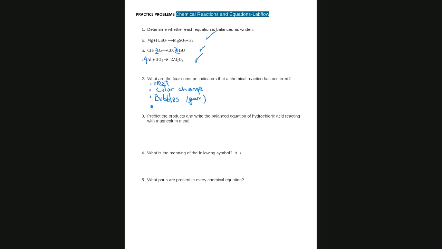So we mentioned heat, color change, bubbles, and which is the next one? Remember when I talked to you at the beginning of the workshop about precipitation? Yes. The rain precipitates, it falls from the sky. Exactly. So we look at precipitate. This is something for you to keep in mind. Okay, then any questions there? Okay, so we'll move to the next question.